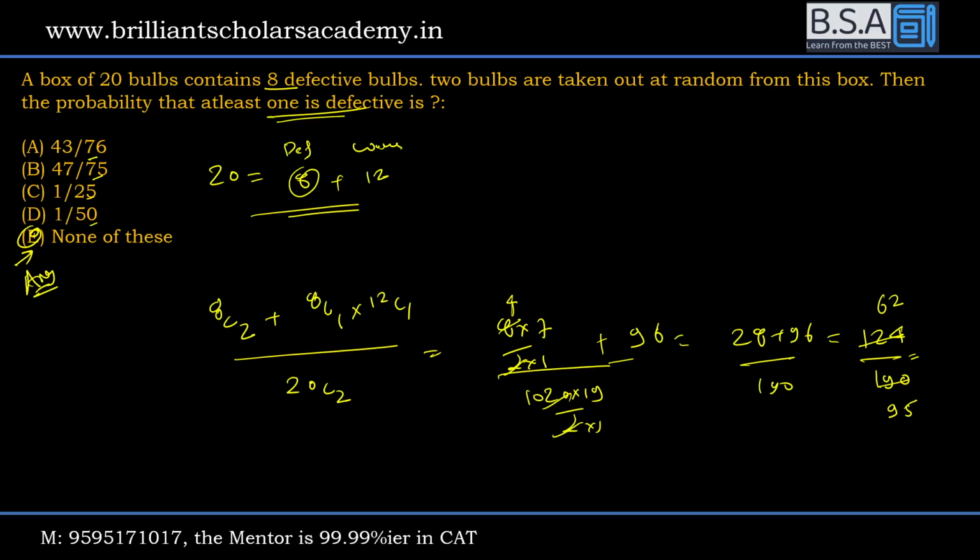आपने कहा 2 bulbs are selected, at least one should be defective. तो 2 possibilities, 1 defective, 1 working, both defective. तो दोनों possibilities आप count करोगे, आप out of total.